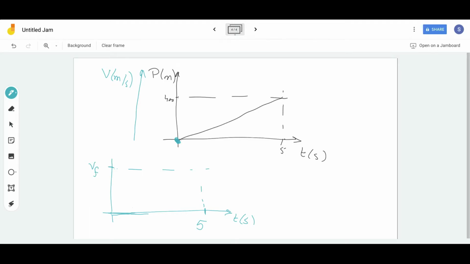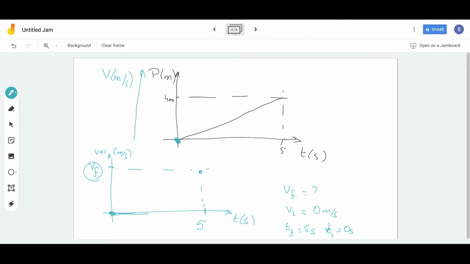So one thing we know is that our car started at 0 meters per second, right? This is our velocity axis, in meters per second. And it finished with some velocity, which is VF labeled here, at 5 seconds. So VF is unknown, our VI is 0 meters per second, our final time is 5 seconds, whereas our initial time is 0 seconds, right?